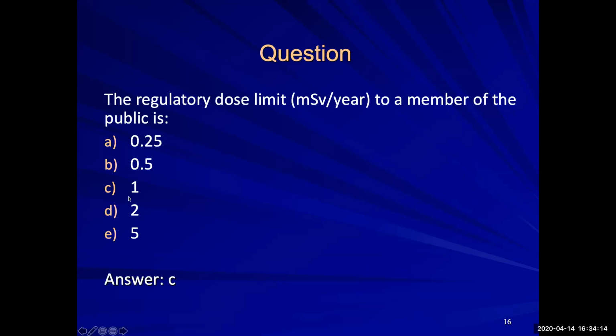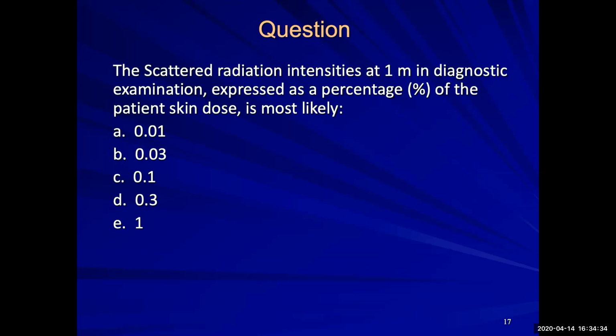The dose limit for the public is 1 millisievert per year. For the radiation worker, usually radiologists are considered radiation workers here in Saudi Arabia, it's 20 millisievert. For the population or public people, it's only 1 millisievert per year, the maximum dose the public can get.